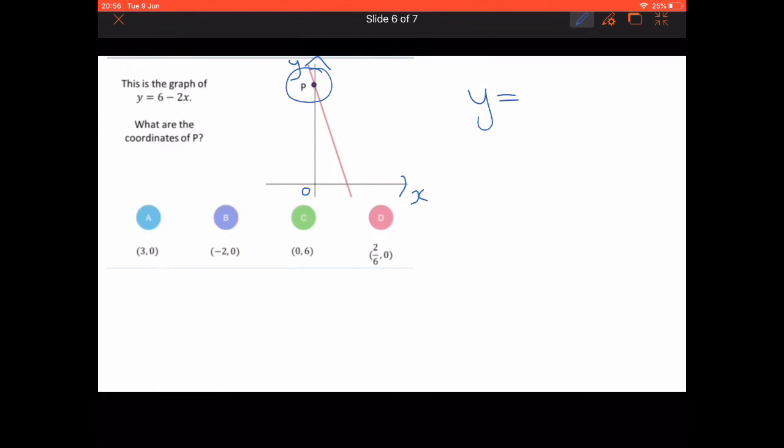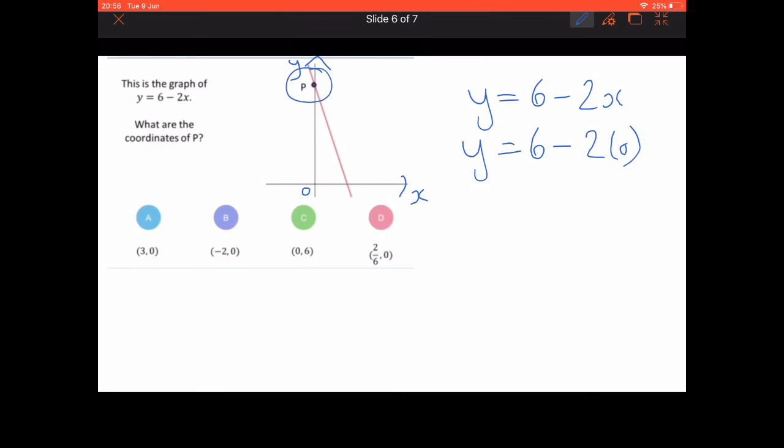So we've got y equals 6 minus 2x. So y equals 6 minus 2 times 0. And we get y is equal to 6. So if x is 0 and y is 6, our answer is C.